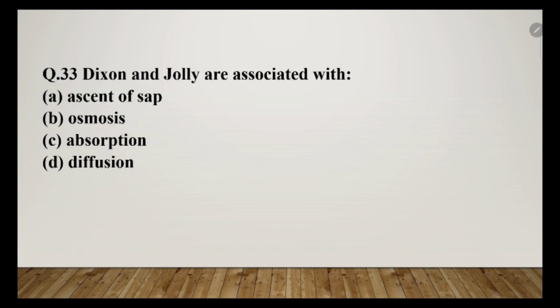And today's last question of the series is, Dixon and Joly are associated with, option A, ascent of sap, option B, osmosis, option C, absorption of food, option D, diffusion. So, here option A, that is the ascent of sap concept, was given by Dixon and Joly, and ascent of sap takes place through xylem. So, this is the answer for this question.